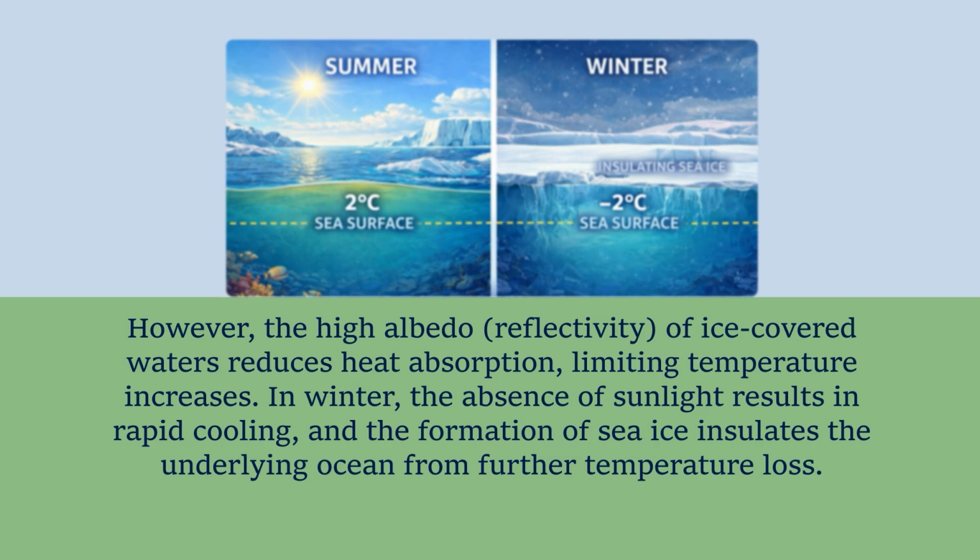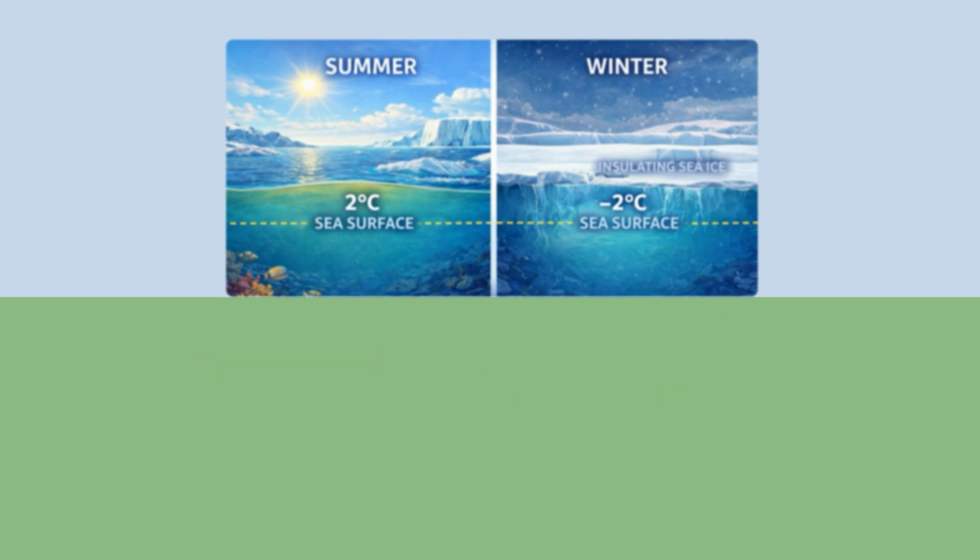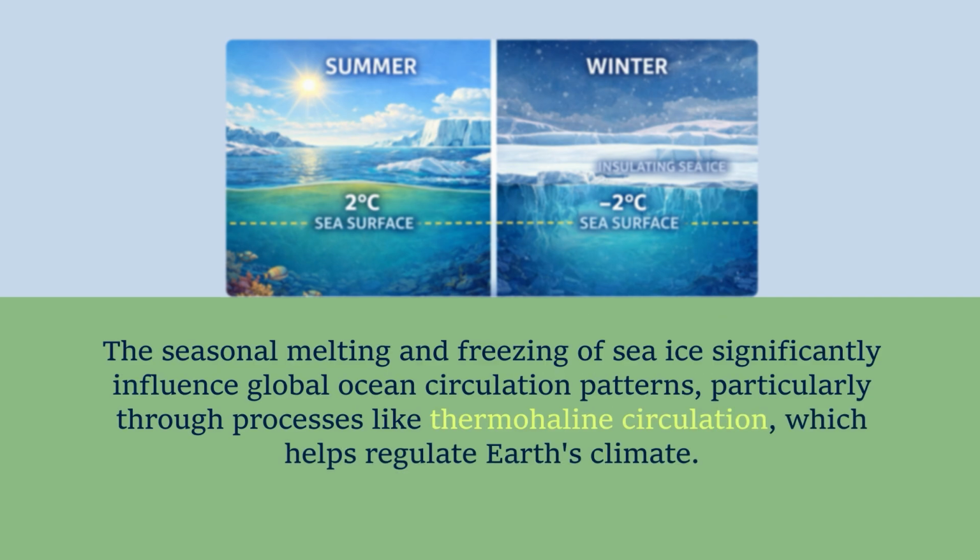In winters, the absence of sunlight results in rapid cooling and formation of sea ice, and it insulates the underlying ocean layer from further temperature loss. The seasonal melting and freezing of the sea ice significantly influences the global oceanic circulation patterns, particularly through processes like thermohaline circulation, which helps in regulating Earth's climate.